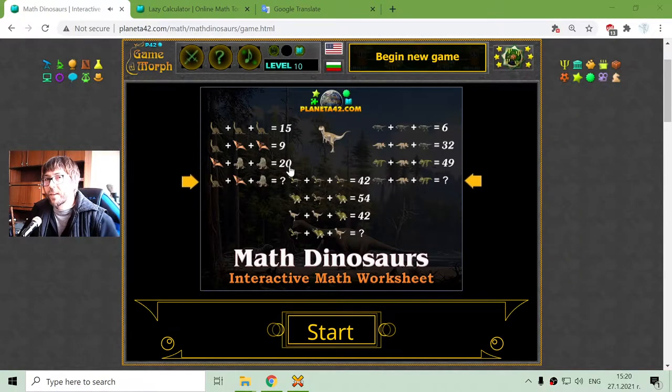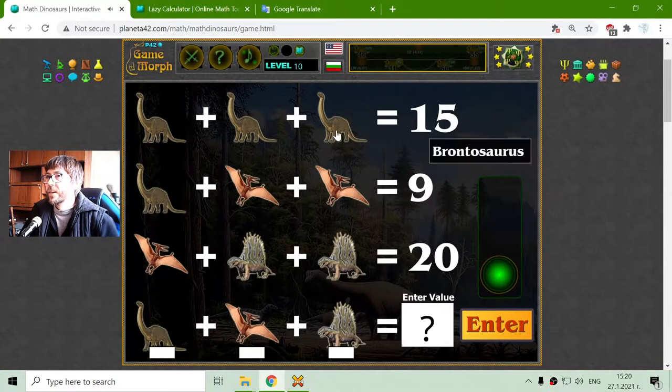In today's mathematical exercise, I'm solving system equations with dinosaurs. Like previous ones, I will have to find the values of the dinosaurs. The first one is the brontosaur. We have 3 brontosaurs equal to 15. Like always, we divide 15 by 3 to receive the value of the brontosaur, which is 5.